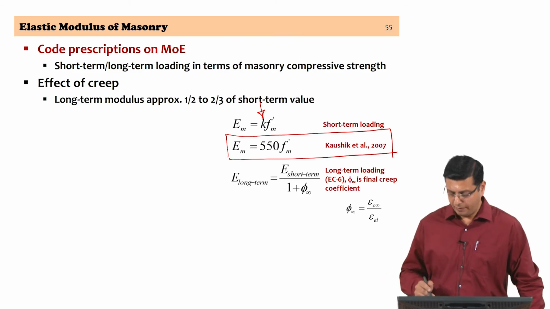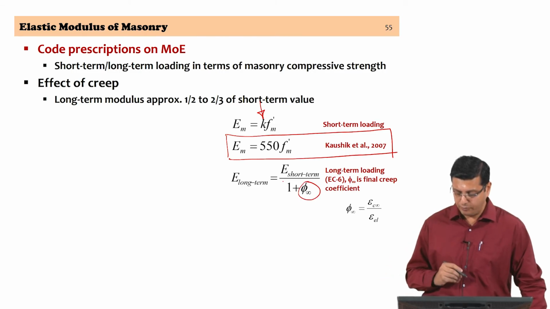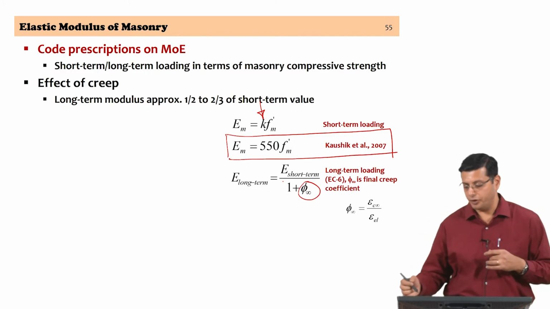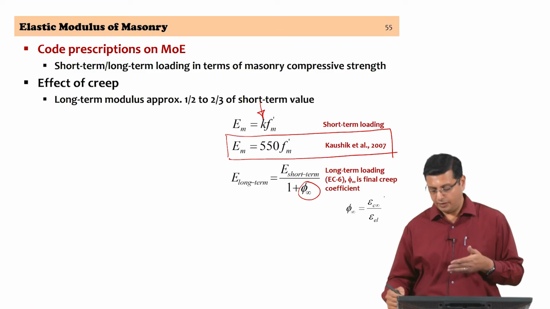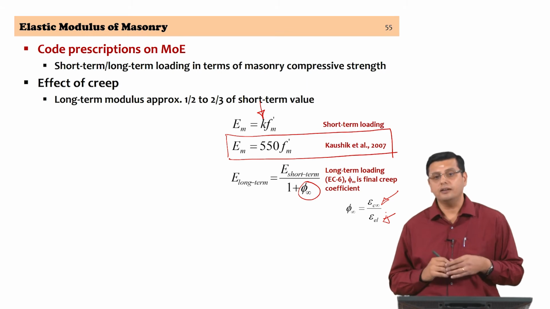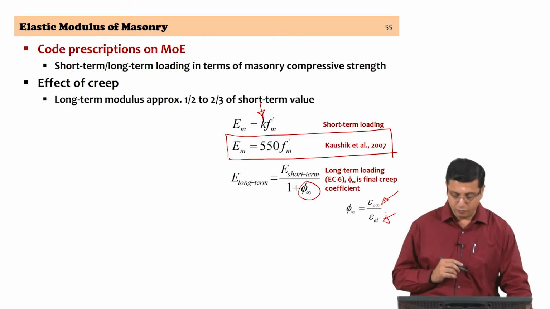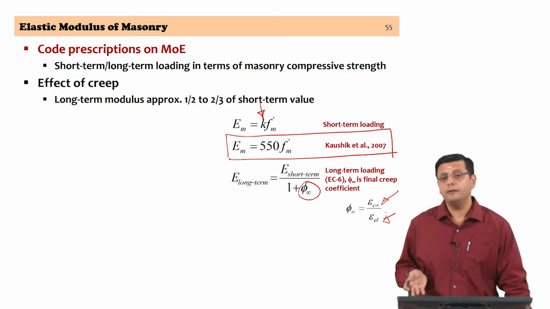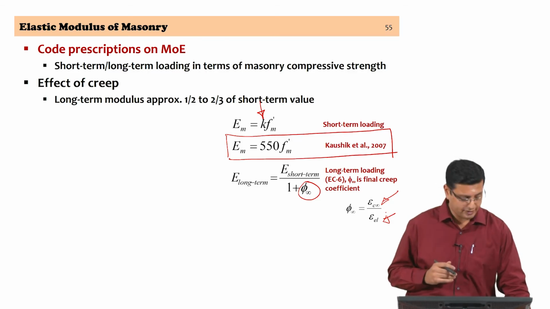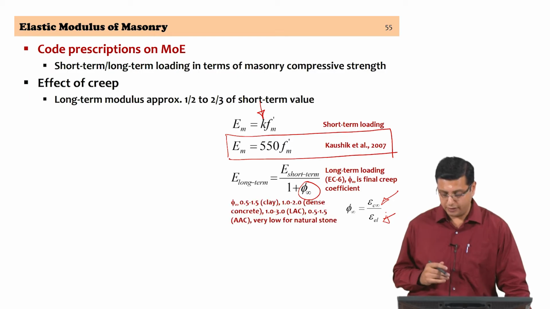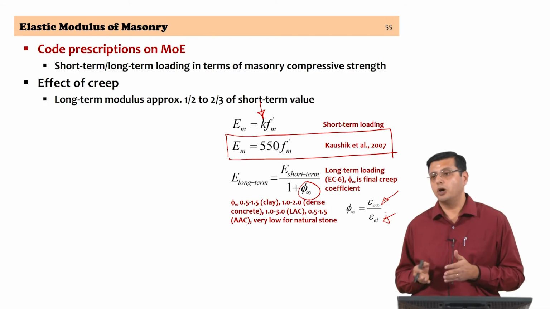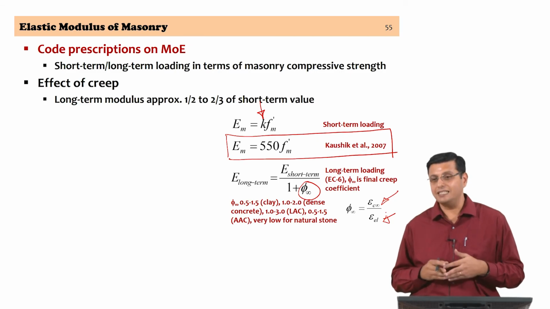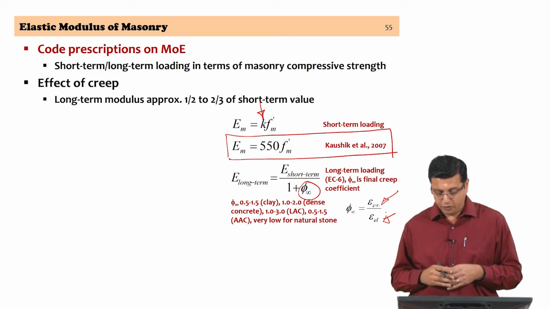Here the parameter that we are talking of is the final creep coefficient, and the final creep coefficient is going to be from long term loading tests. The final strain to the elastic strain is estimated to give you the final creep coefficient itself. So, if this value is available, then you can make a more accurate estimate of what the long term modulus of elasticity is going to be. This format is followed in the Eurocode, the European norms for masonry constructions, which is EC6, and that is what is reproduced here for you.